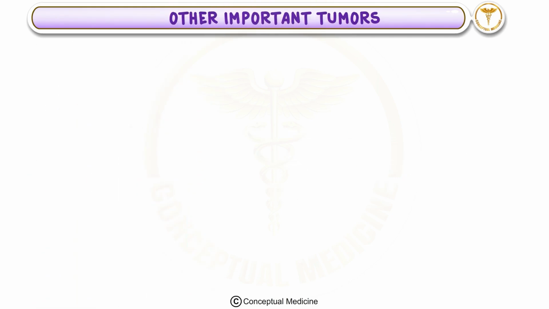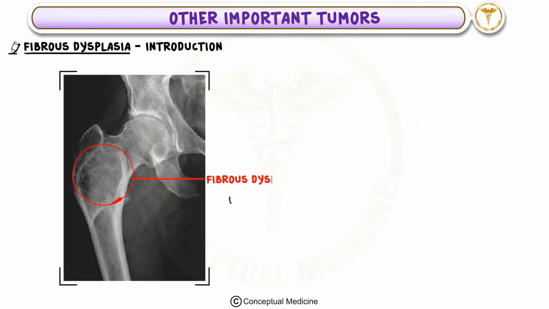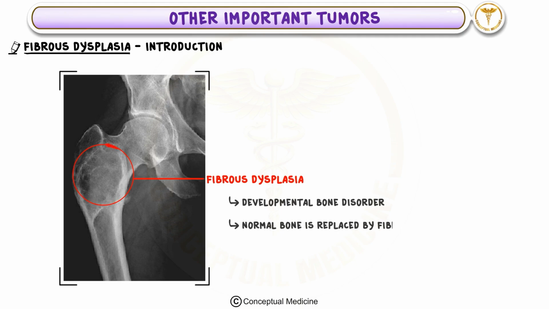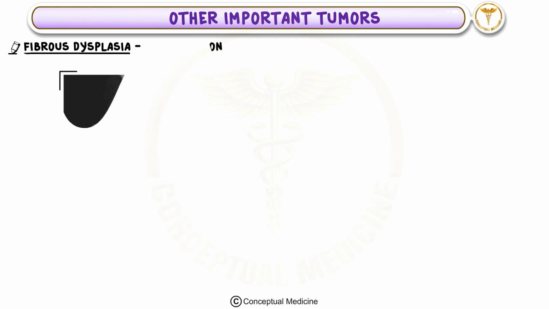Other important tumors. Fibrous dysplasia. Introduction. Developmental bone disorder, where normal bone is replaced by fibrous tissue, leading to characteristic features on imaging and clinically.